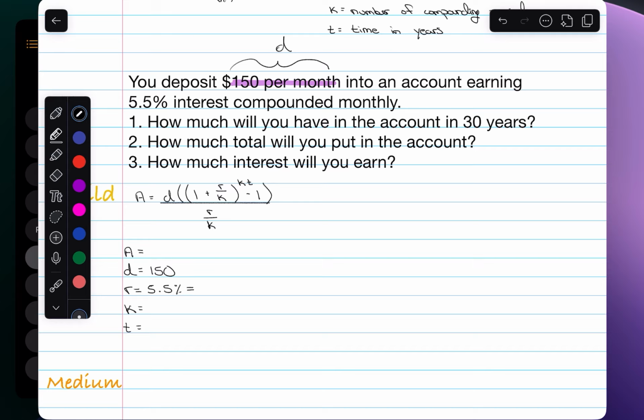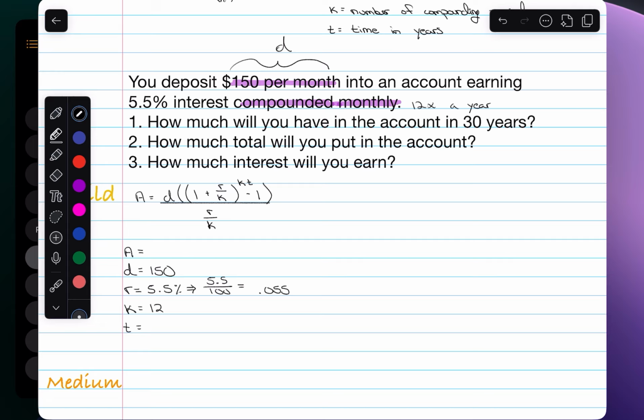If you can't remember how to do that with moving a decimal point, just take the number 5.5 and divide it by 100. You can plug that into your calculator, and we're going to get 0.055. So that's the decimal we're going to use for our R. K is my compounding periods. We see the word compounded and then monthly. If it's compounded monthly, that means it's going to be 12 times a year. So K is going to be 12.